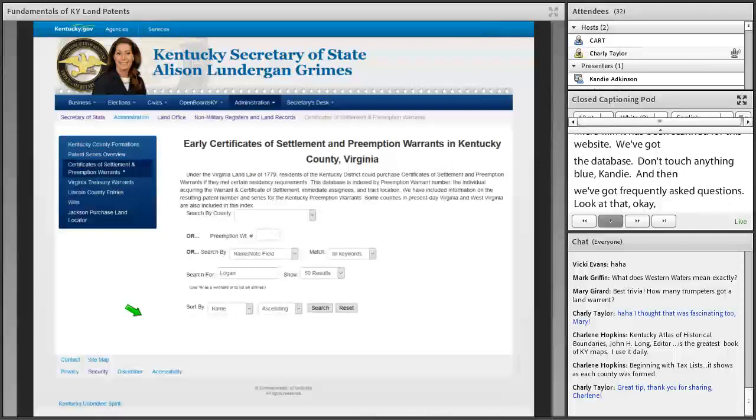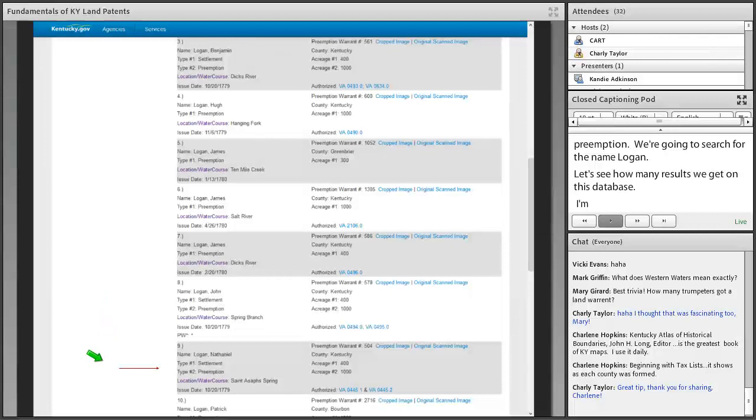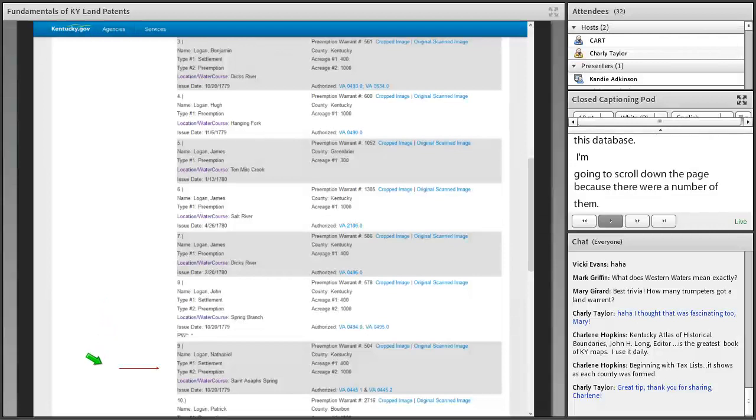All right, now, Certificates of Settlement and Preemption Warrants in Kentucky. We're going to search for the name Logan. Let's see how many results we get on this database, okay? I'm going to scroll down the page because there were a number of them, and I'm going to keep this little cursor over here in the white area. Does that sound like a good idea? Probably a good idea.